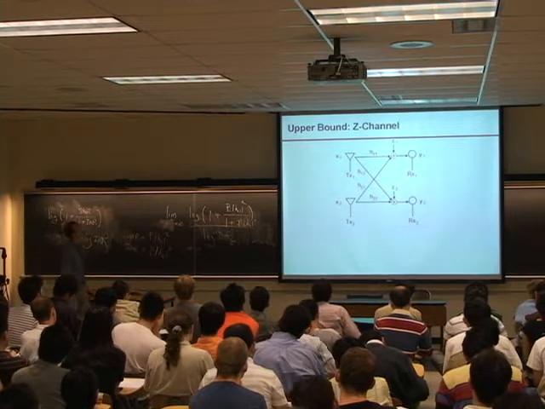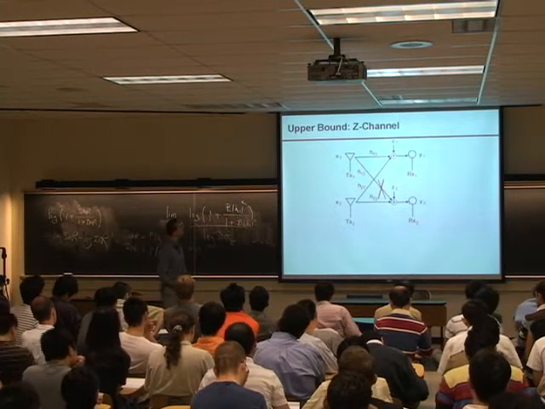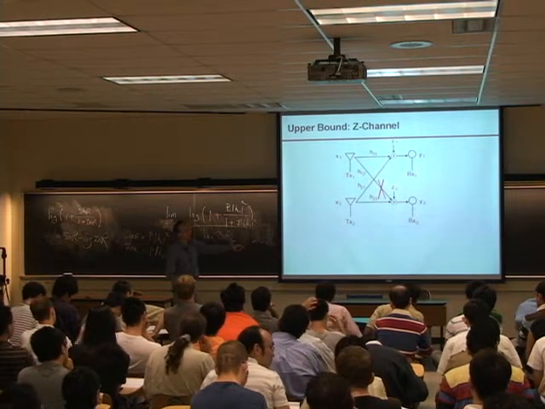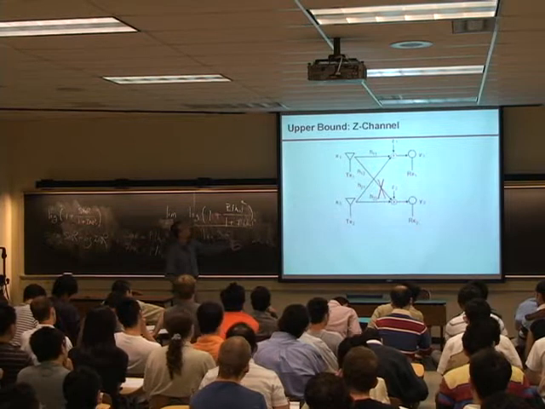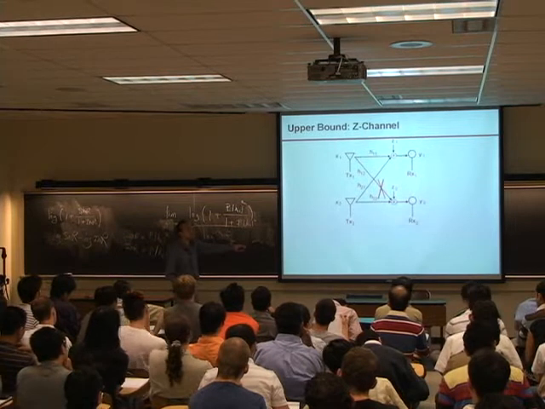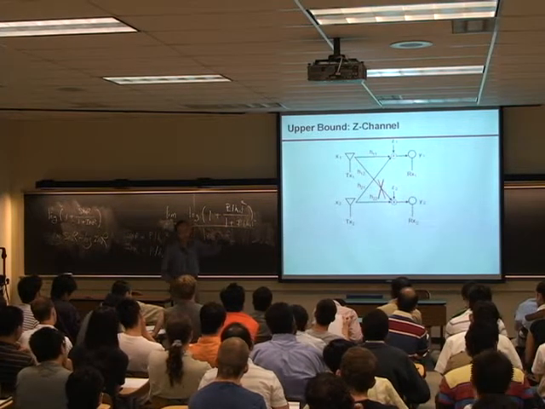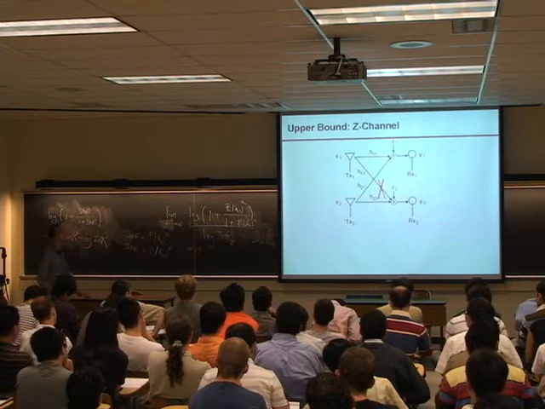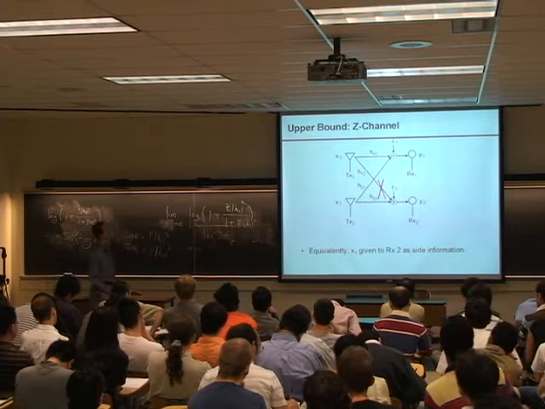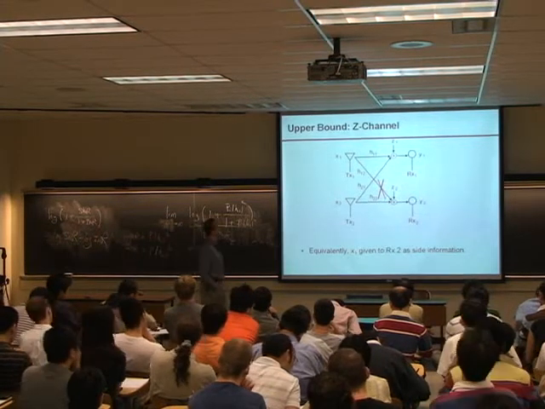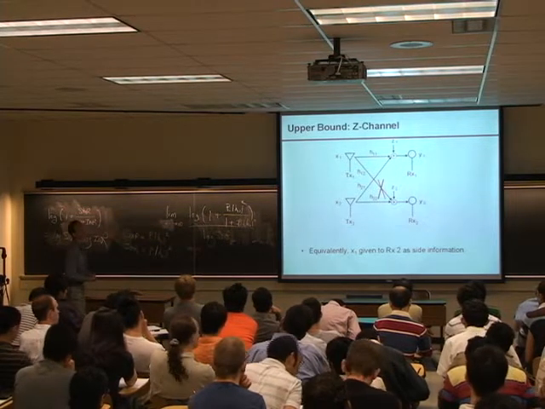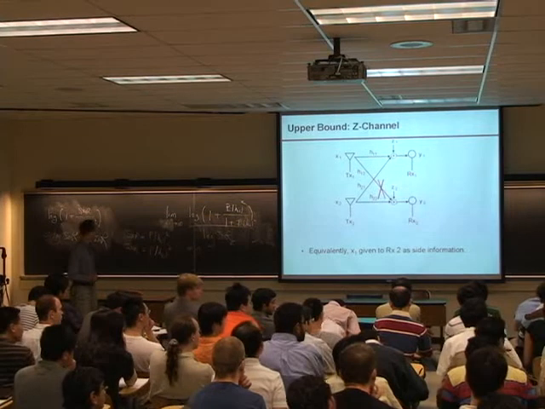So the idea here is simple. You remove one of the links, or equivalently, you give the message of this guy to this receiver so that he can cancel that off. So this is a side information bound. It's called a Zee channel bound because when you remove this link, it becomes a Zee channel. You are essentially giving X1 to receiver 2 as side information.